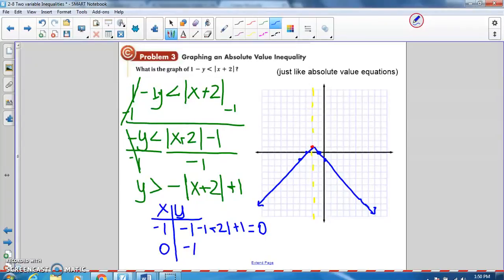I'm going to pick a test point. I'm going to pick (0, 0) because I know that it's easy. Oh, I'm sorry. When I connected my line for my absolute value, I made a solid line, but in my original inequality, I only have less than or greater than. So I need to have that be a dotted line.